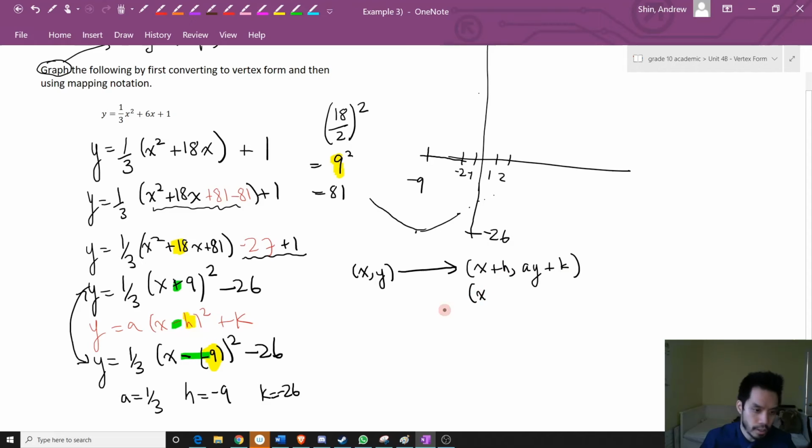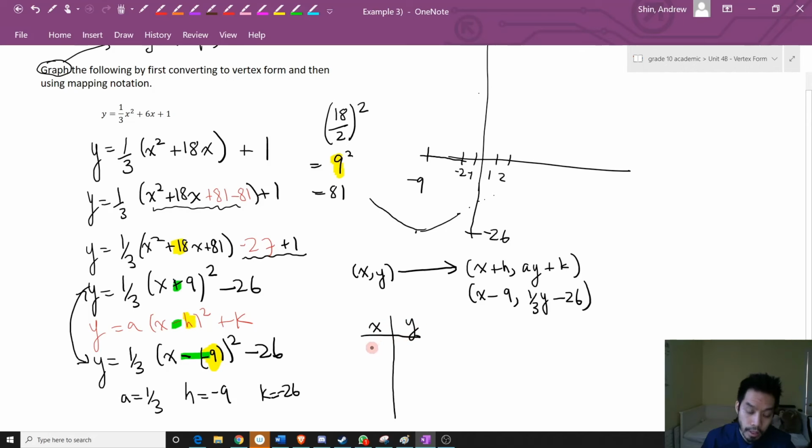And we can now just add h, which in this case is going to be -9, which makes sense because we're taking that original parabola and subtracting 9. We're shifting it to the left by 9. Then we're going to compress it by 1/3. And we are going to subtract 26 because that's what k is. And from here, we can actually get the actual points of the new parabola.